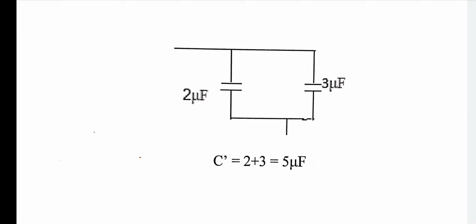We'll solve the circuit. Here 2 microfarad capacitor and 3 microfarad capacitor are connected in parallel. Therefore, we can use the formula C dash is equal to 2 plus 3, that is sum of the two capacitors connected in parallel. 2 plus 3 will give 5 microfarad.